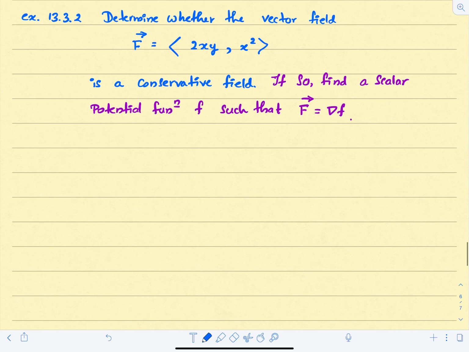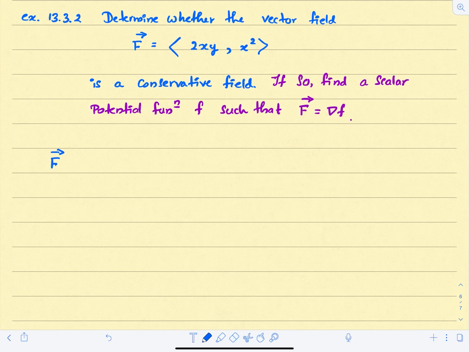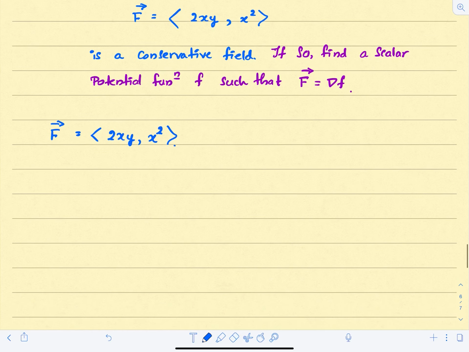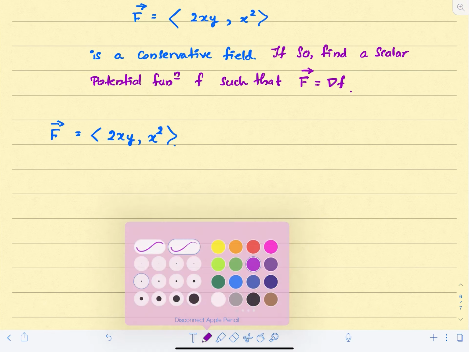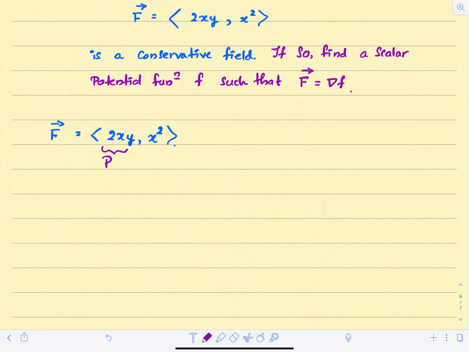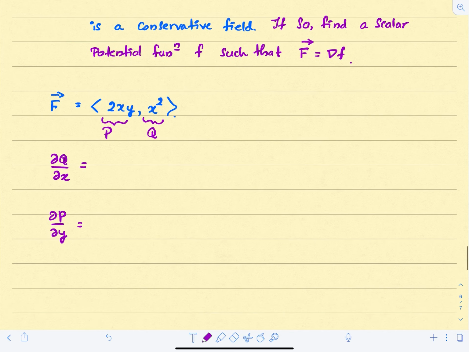Okay. So let's check whether this vector field is conservative or not. This is a vector field in R2, therefore we should use the cross partial test. This is your P, this is your Q. So let's calculate partial Q over partial x and partial P over partial y. What is your Q? Your Q is x squared. The derivative of x squared with respect to the x variable is 2x.